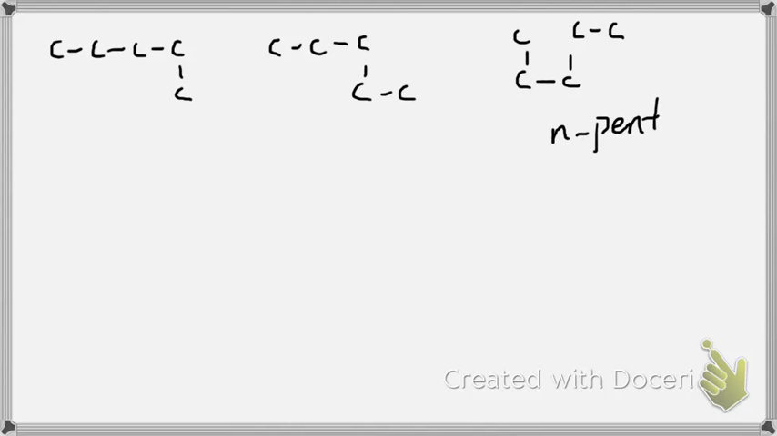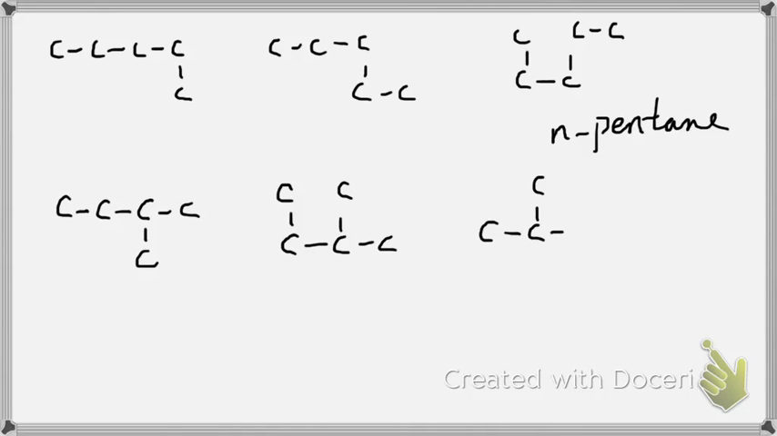Again, if the bonds are turned around, but we still have a continuous chain, that's not going to change the molecule. So the three representations here are all normal pentane because we have a 5-carbon continuous carbon chain. For isopentane, these three structures all represent the same molecule, isopentane. 4-carbon chain with a branch on carbon 2. You can count from either left to right or right to left, but we want to put the branches at a lower numbered carbon. So the branch is at carbon 2 for all three structures here.